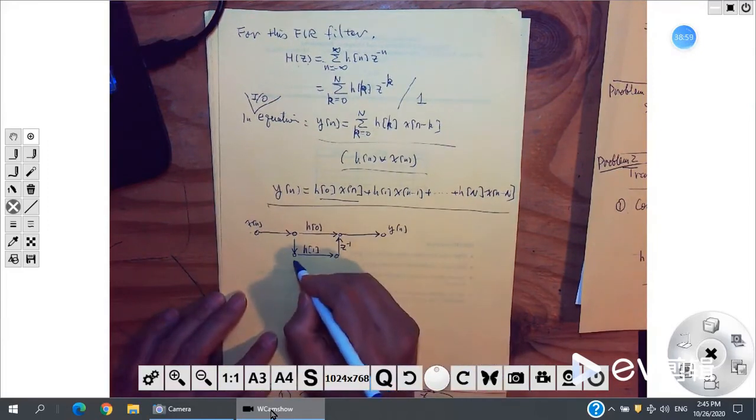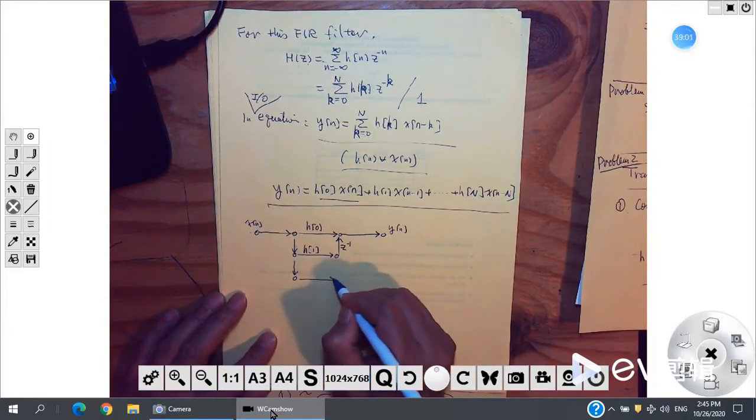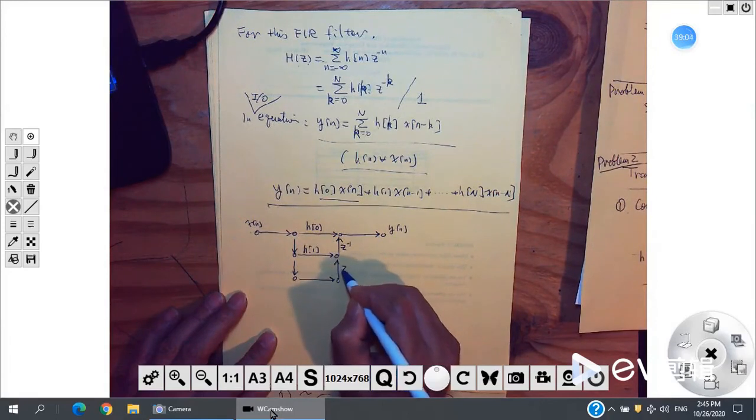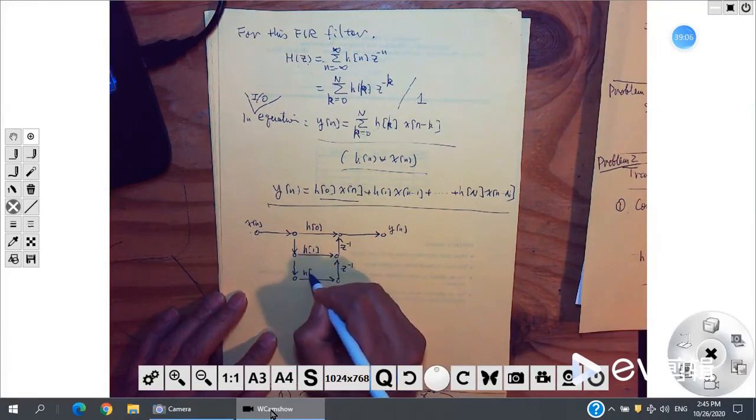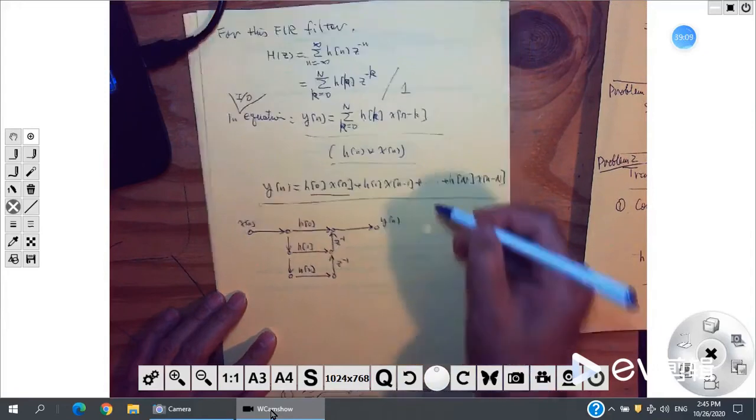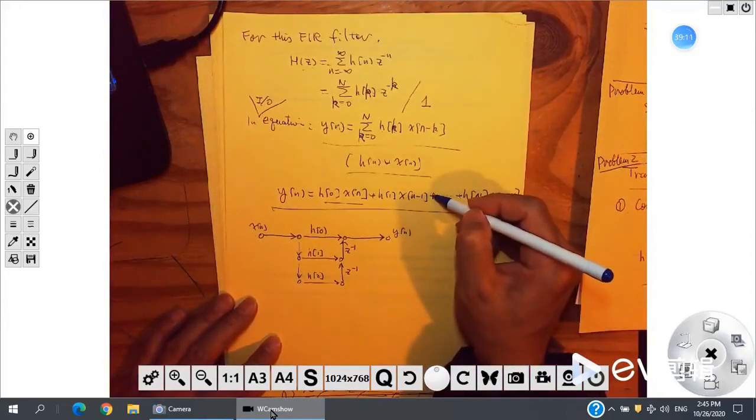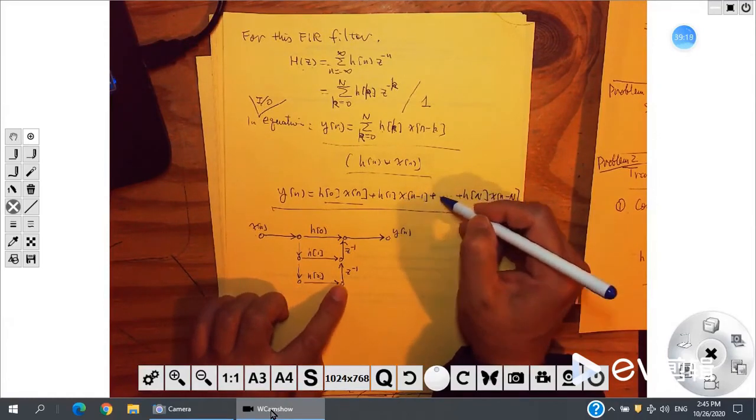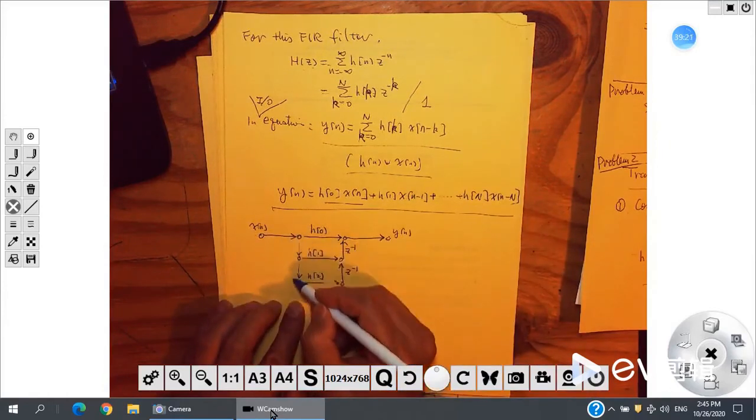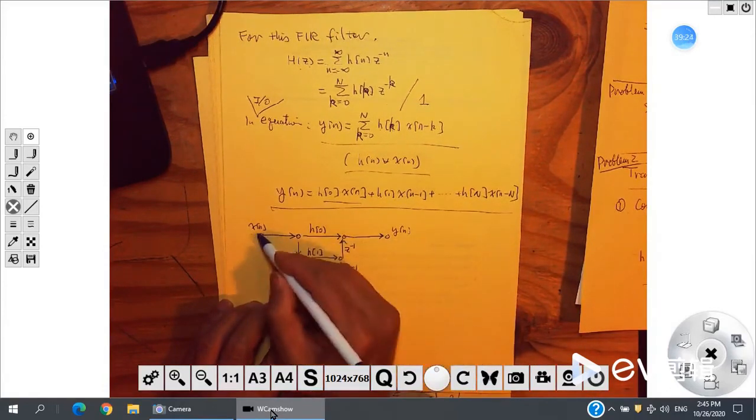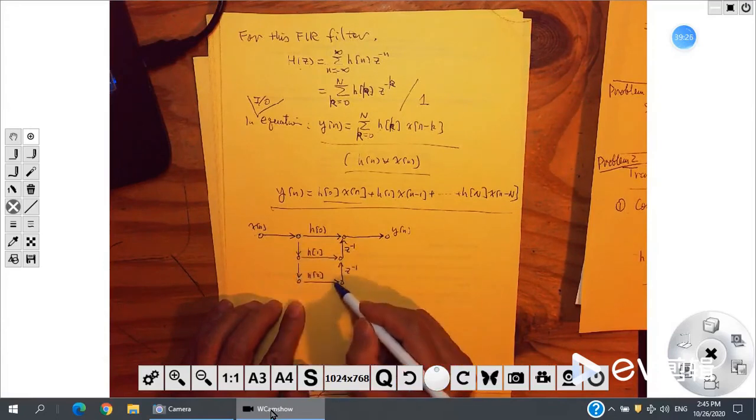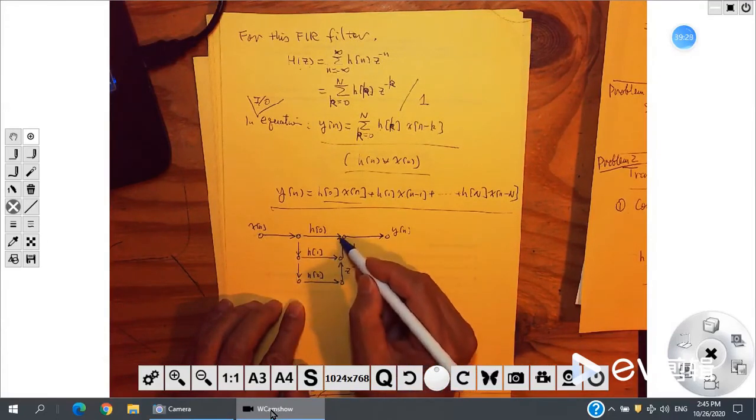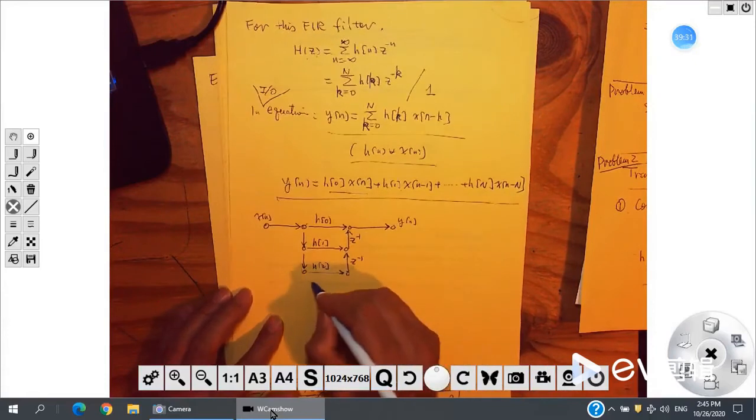And okay, I can put the second one. I still put a delay here. This is h of 2. This will be the term after this. Here should be h1, h2, h of 2 times x of n minus 2. So this is x, right, times h2 and delayed by 2, right? So this is the next term. Then we work in the same way until the last one.